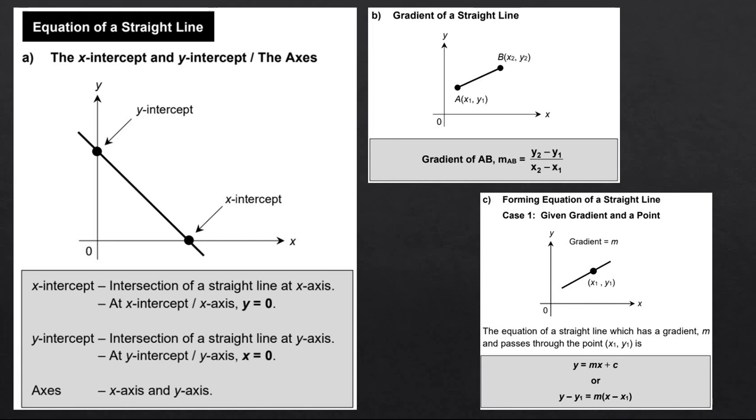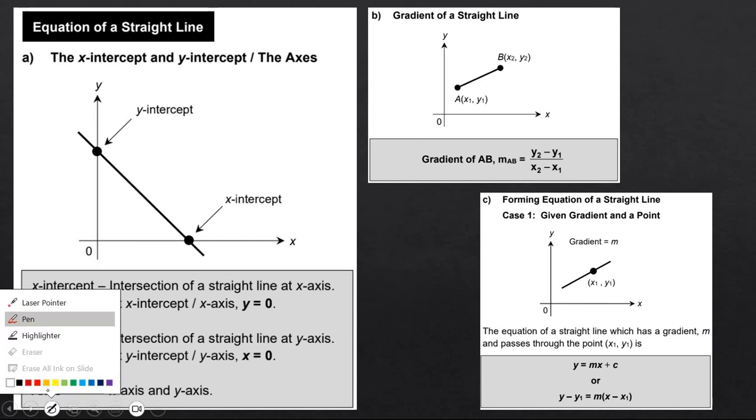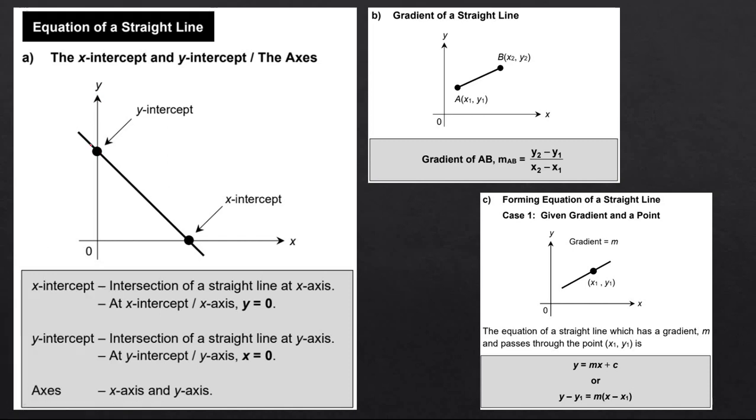Equation of a straight line. The x-intercept and y-intercept are on the axes. If you have a point on the y-axis, we call it the y-intercept. And if we have a point on the x-axis, we call it the x-intercept. X-intercept is the intersection of a straight line with the x-axis, where y equals 0. Y-intercept is the intersection of a straight line with the y-axis, where x equals 0.